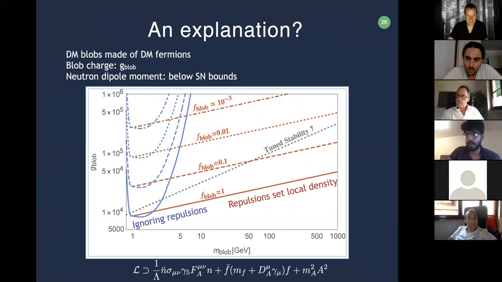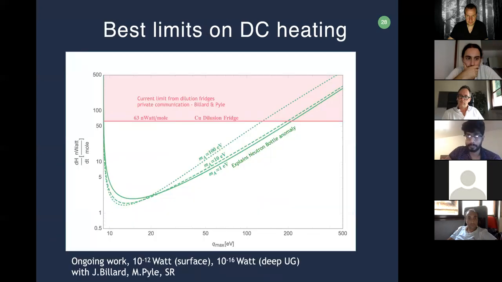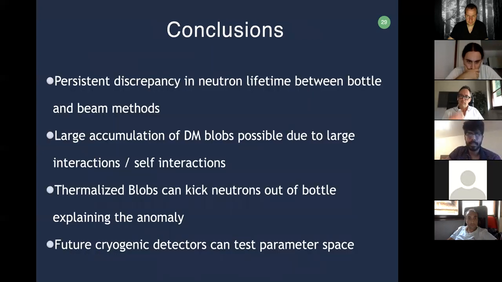And if this anomaly goes away and there is agreement between beam and bottle, you see that any region above this curve starts becoming an exclusion plot, right? Rather, the line, of course, explains the anomaly. Any region above that line is already an exclusion plot, and you'll start doing better if the anomaly disappears. Okay, that's all I have.